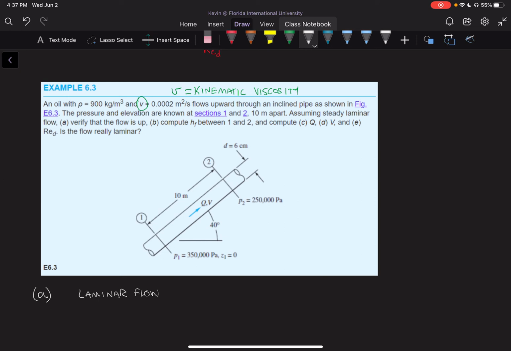Well, we know that flow goes in the direction of pressure going down. Okay, so if pressure is high on one side and low on the other side, then flow goes in the direction of pressure loss, essentially. So we can write that flow goes in direction of pressure loss.